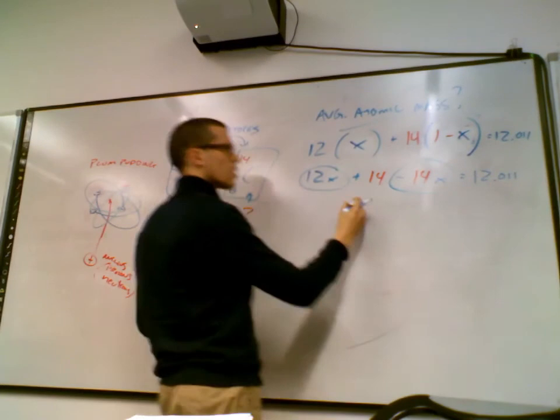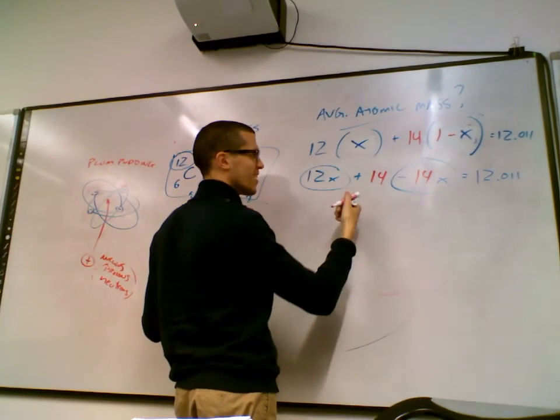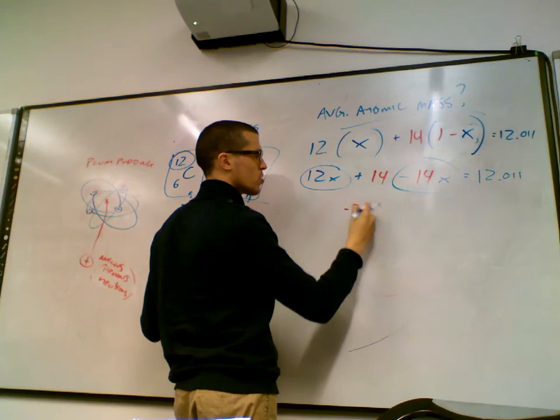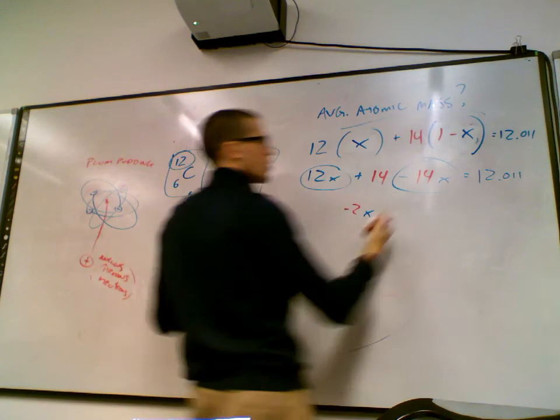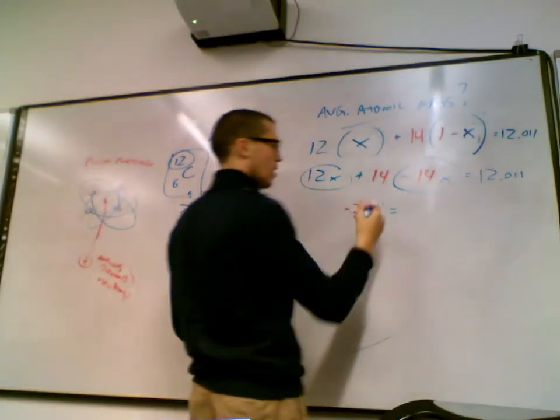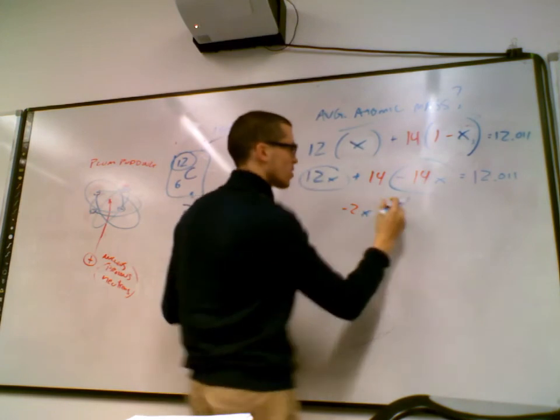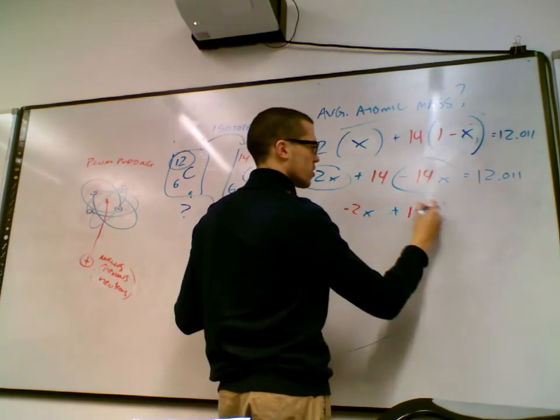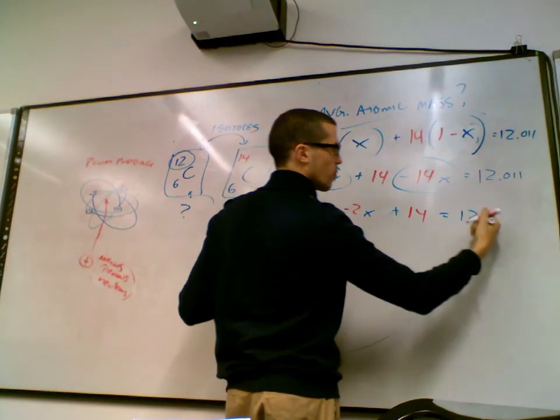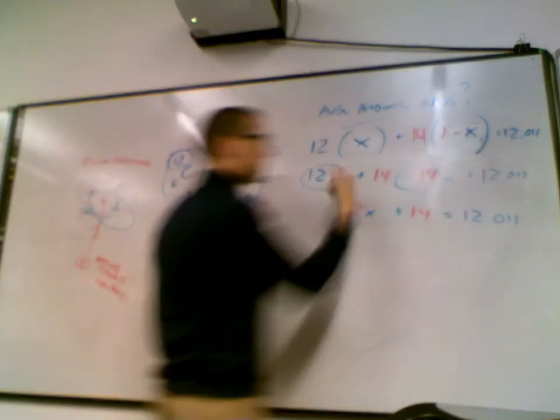That's 14. Negative 2x plus 14. We've got minus 2x, okay, and then we're gonna have plus 14 equals 12.011. I'm gonna just do one step at a time. So all I've done is combine those like terms.